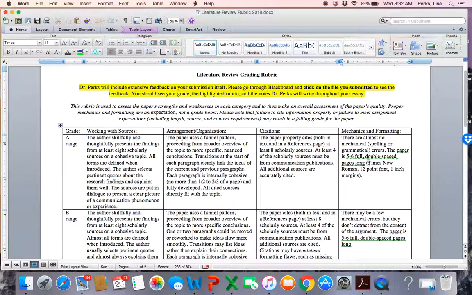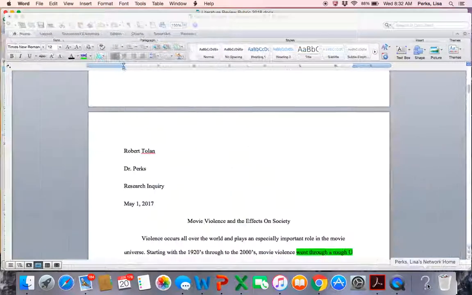And I am looking for, just make sure you have Times New Roman 12-point font, 1-inch margins. The paper should be 5 to 6 full double-spaced pages long. So if you have 4 pages and then a couple of sentences on the 5th page, that's not 5 full pages. And it's not that I'm counting pages or concerned specifically with the word count, but you really can't fully address a topic in less than 5 pages. So that's the rationale for that 5 to 6 page range.